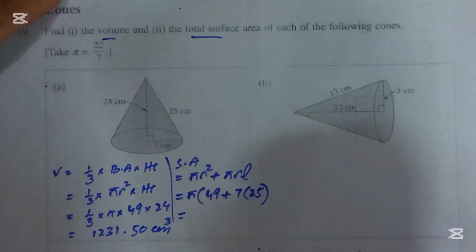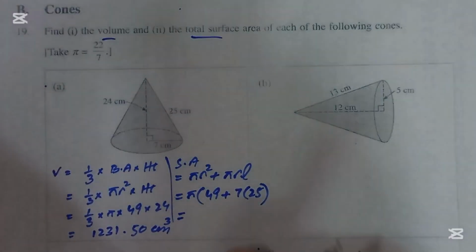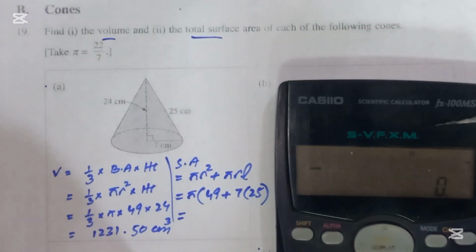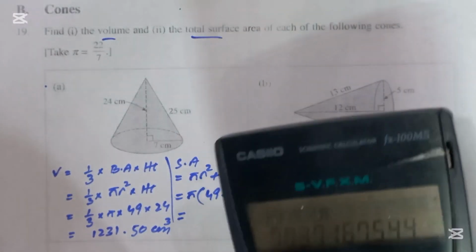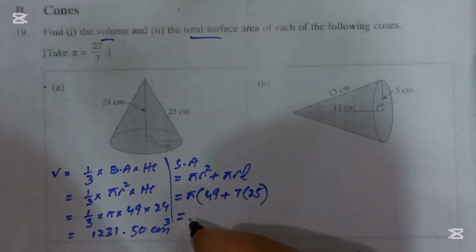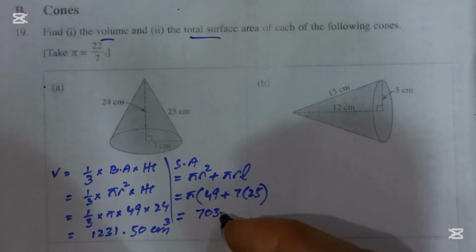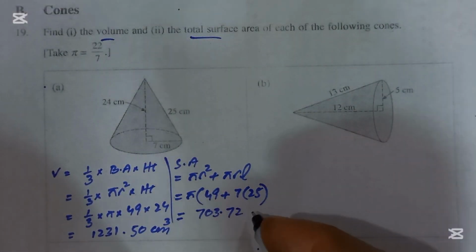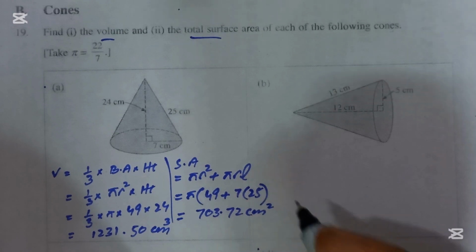Now we will solve this on the calculator. 25 into 7 plus 49, multiplied by pi. So the answer is 703.72. The unit will be centimeter square.